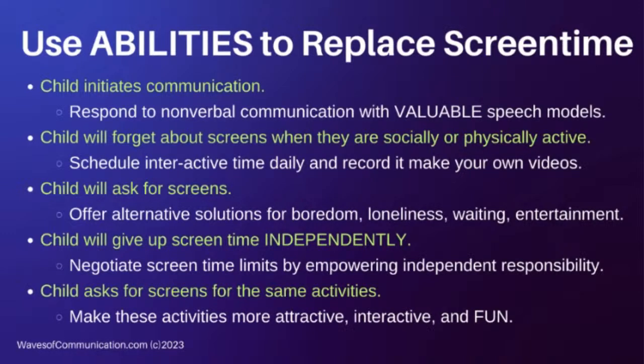So you just offer alternatives, real, physical, interactive alternatives for boredom, loneliness, waiting, and entertainment. These are the primary reasons the children get them and get addicted to them, because they don't know how to find alternative solutions on their own. So they resort to what they do know, which is the phone. And remember, you gave them this phone and carte blanche to explore learning in other languages and all that other stuff. So that's the thing.